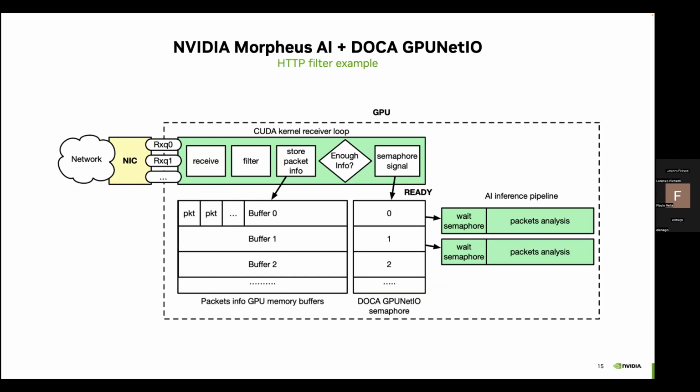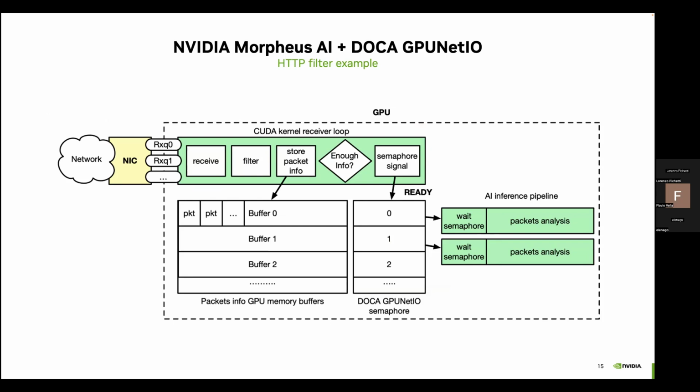And just to say, okay, we are not going into the details. DOCA GPUNetIO can be used in several different contexts, types of applications: security, network analysis, sensor networks, AI of whatever type. This is another example of how NVIDIA Morpheus uses DOCA GPUNetIO.